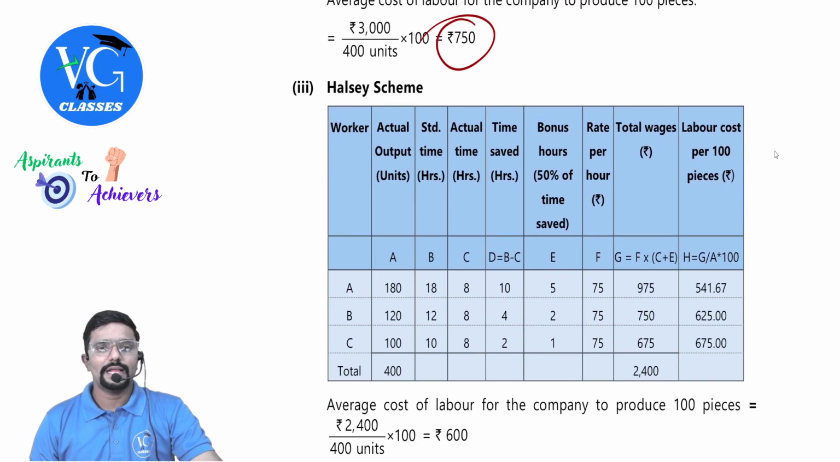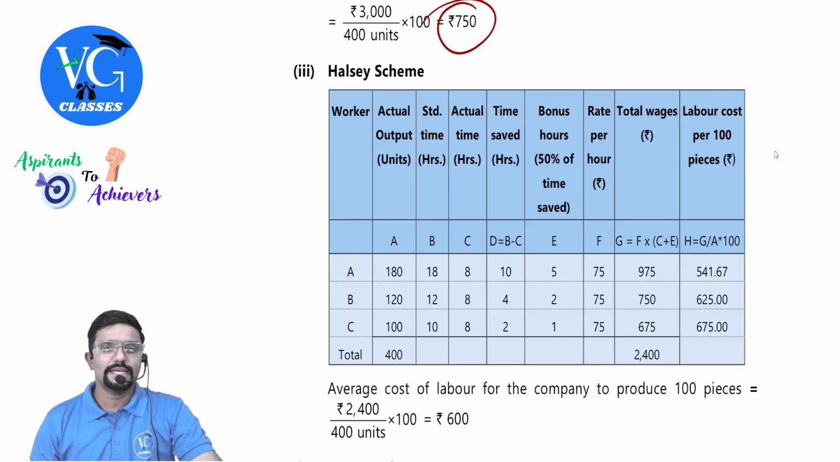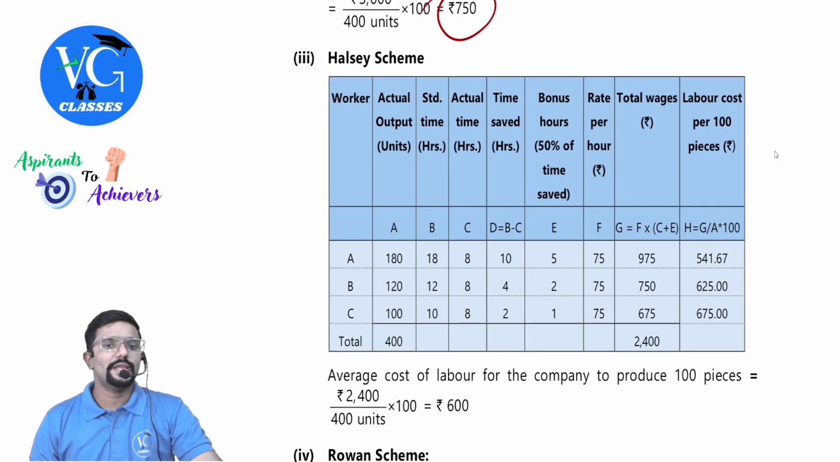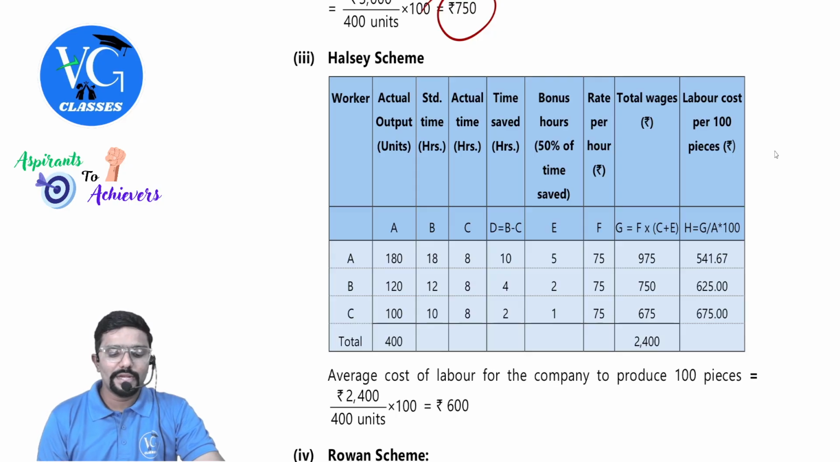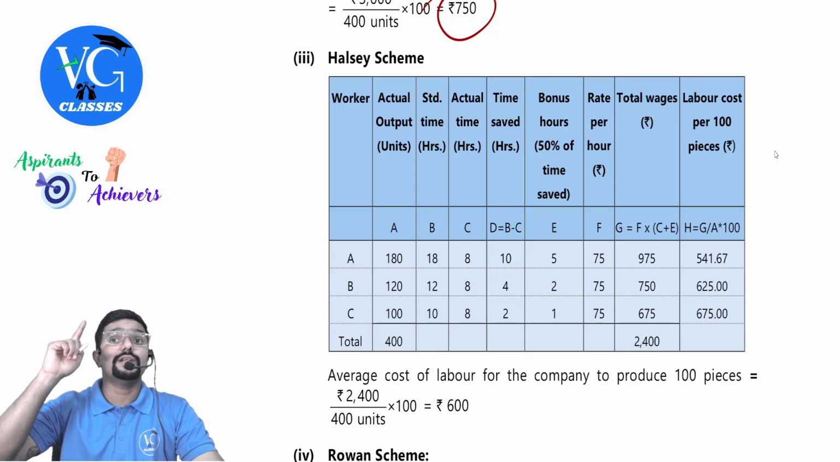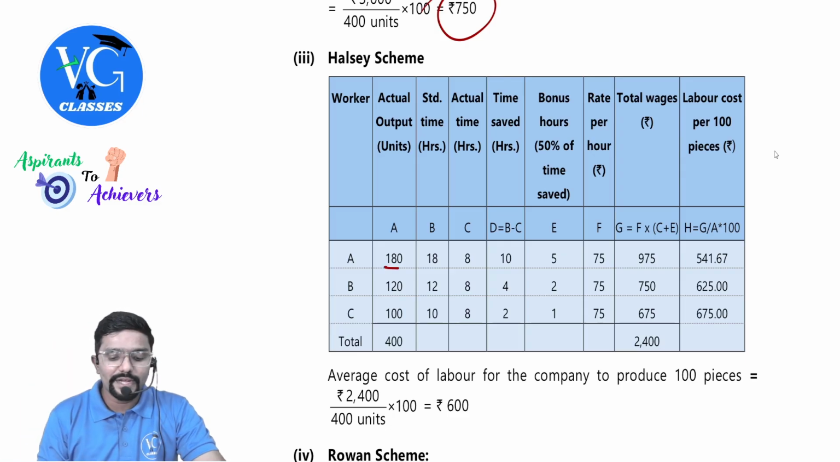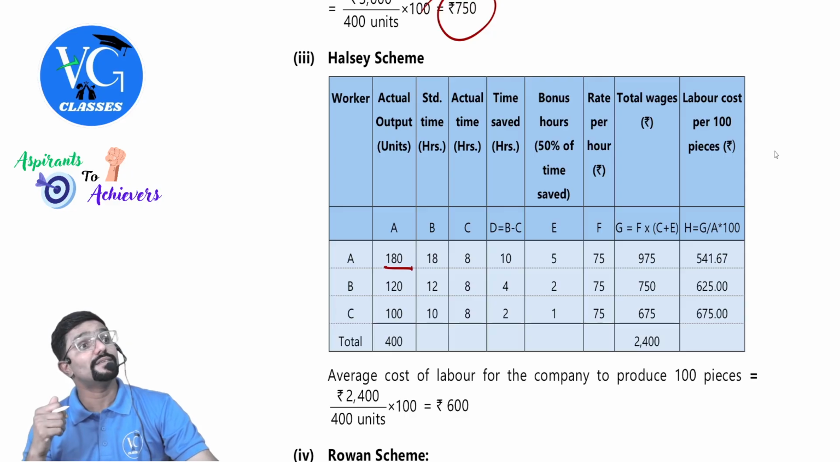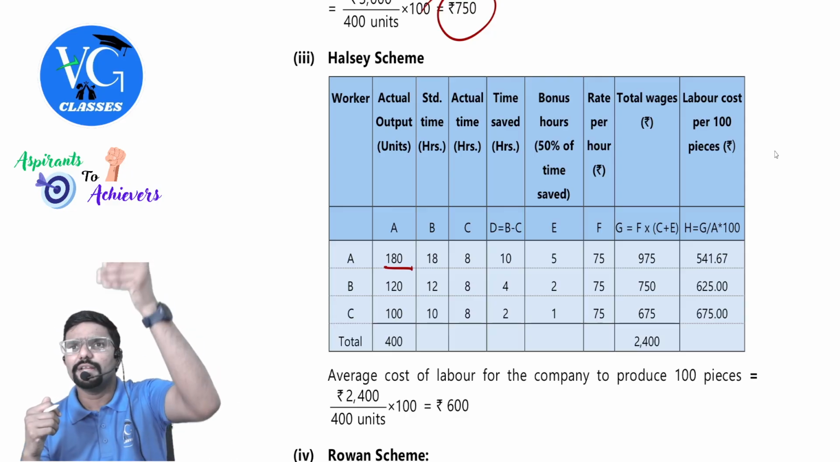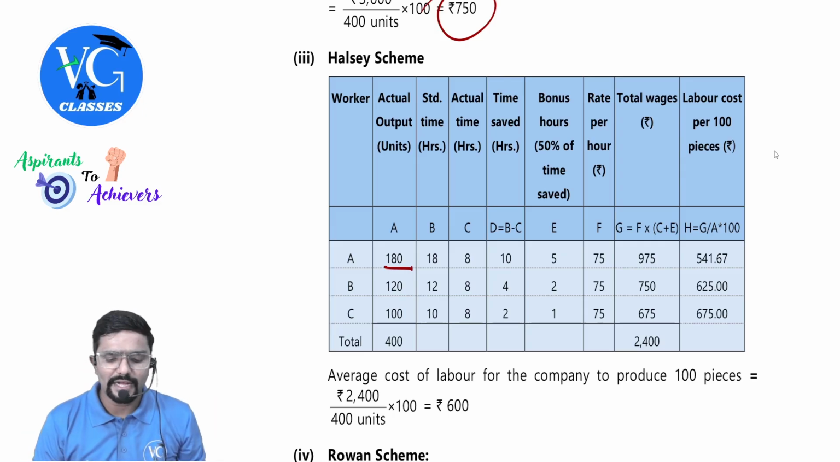Next coming to Halsey scheme. Workers are A, B, C. Standard output units are 180, 120, 100. Standard time, guys. Come on. For 180, for each hour, how many units are you supposed to produce? 10 units. So, for 180, how much time should you have taken? 180 divided by 10, 18 hours.